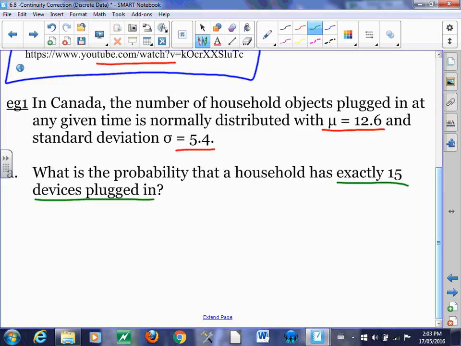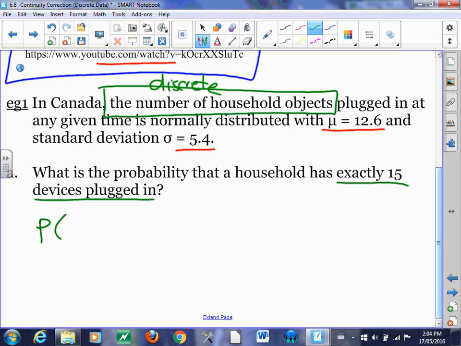So remember, when we look at this, folks, it's the number of household objects. As soon as you see the number of something, that tells you it is discrete. So you know you're going to have to take a look at doing the continuity correction. And in the video, he may have used CC for continuity correction. If not, I'm going to show you that short form when we go down below. All right, so we want to know what's the probability that they have exactly, so that means x equals 15.